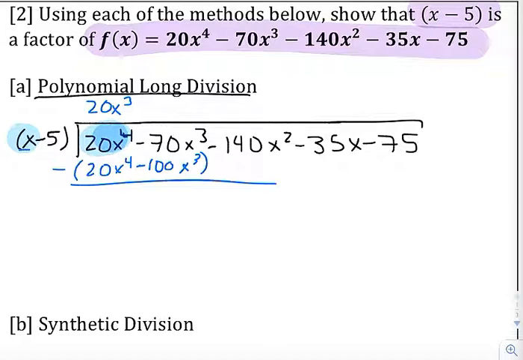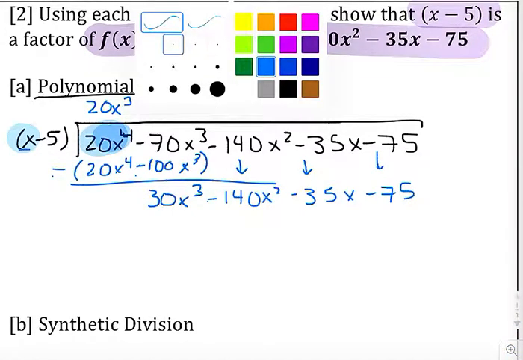So 20 minus 20 is 0, of course. Well, I have a negative and a negative, which makes a positive, leaving me with 30x cubed. Of course, everything comes down to this step, just like normal long division. So bring down the 140x squared minus 35x minus 75. So now we just continue this show.